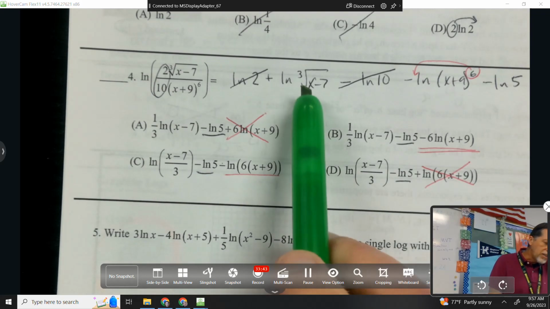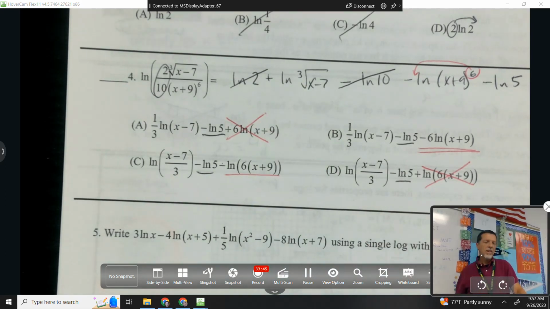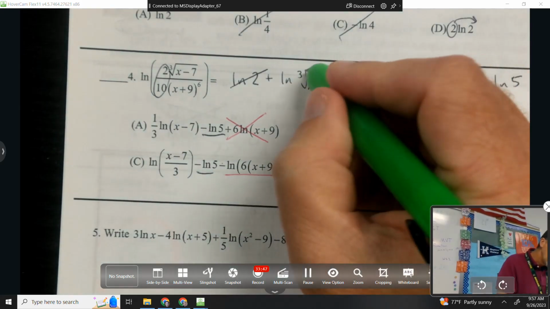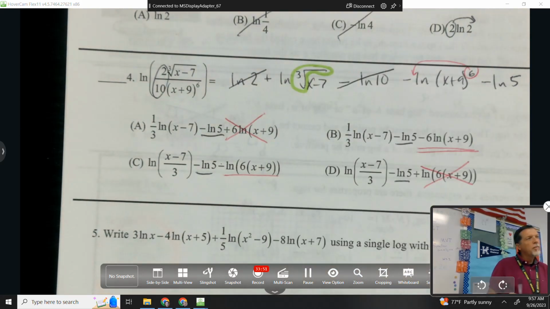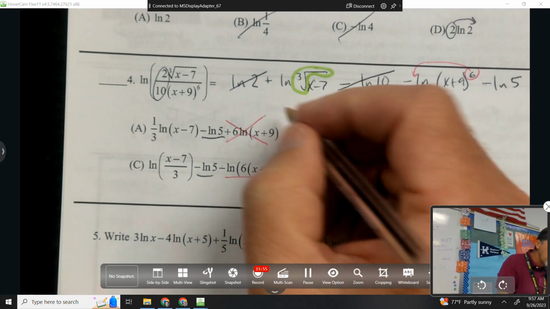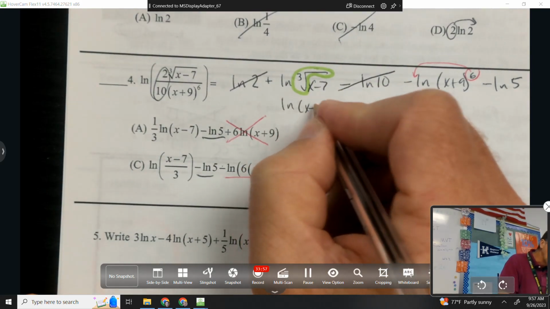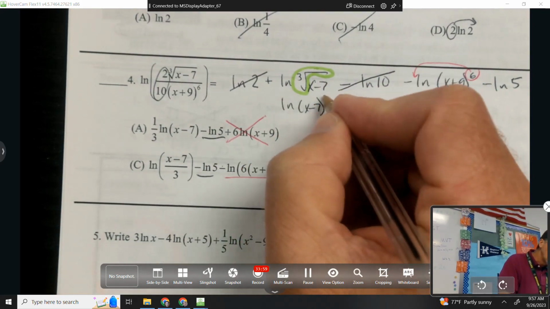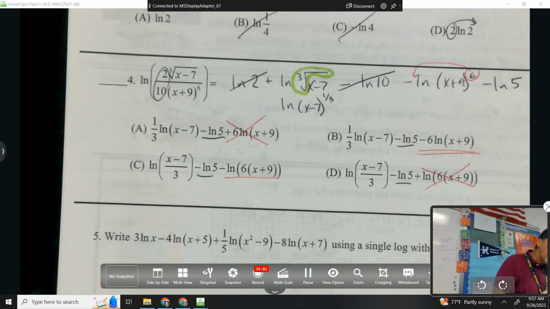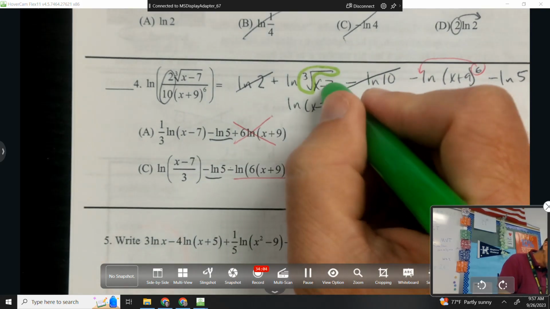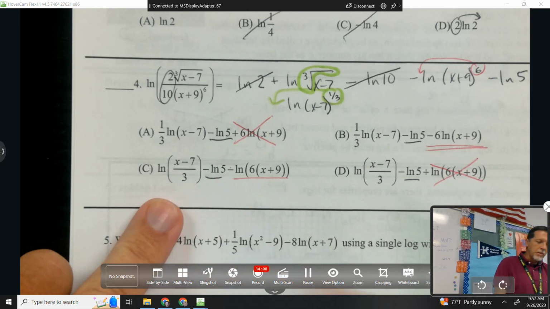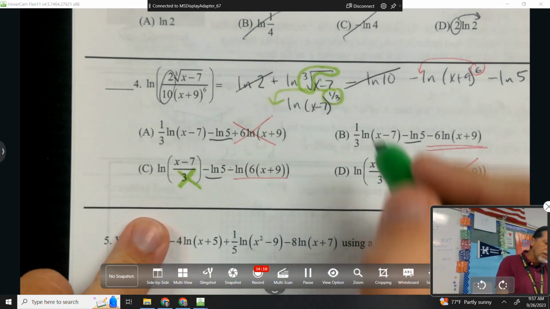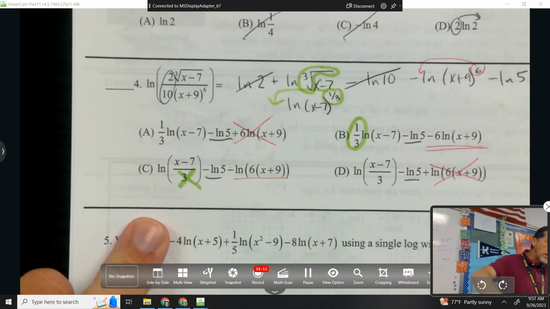What about this cube root thing? What power is the same thing as a cube root? 1/3. And then we take that 1/3 and move it down front, down front of the log, not just into the denominator, so that's C's out. So it is B.